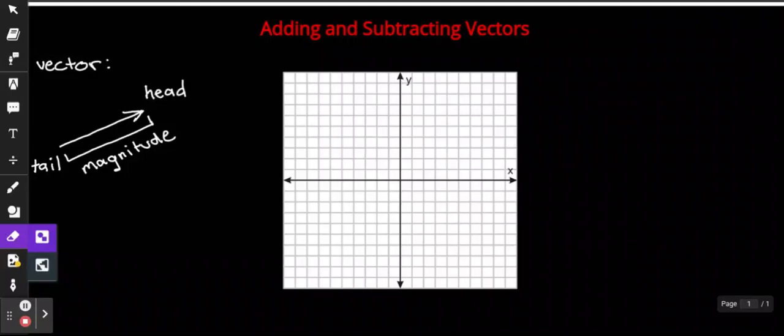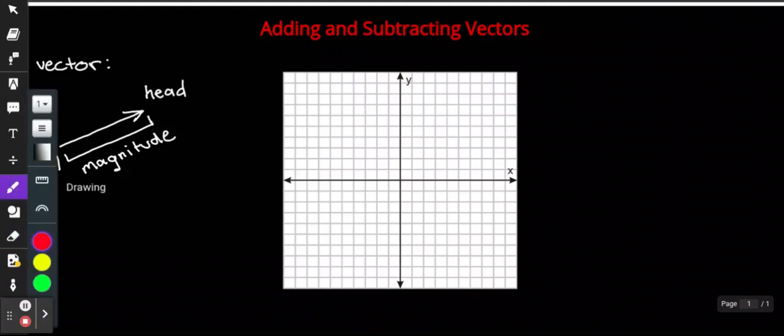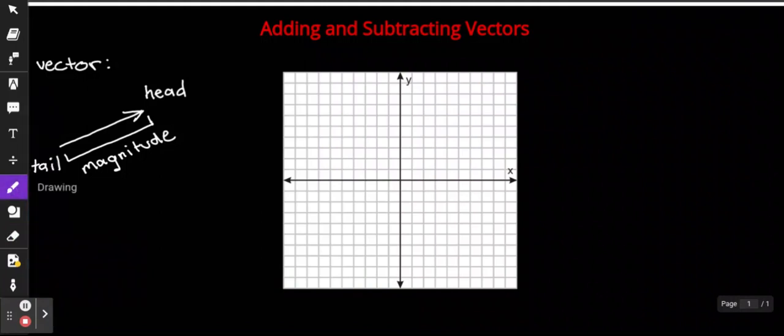Hi everyone! In today's video, we're going to be going over what a vector is and how we can add it in two different ways. So first, a vector is a quantity that represents both direction and magnitude. For example, a vector can be velocity.